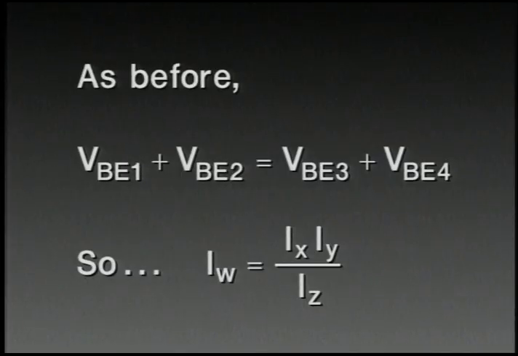However, as before, we can sum the voltages in the clockwise direction and the voltages in the counterclockwise direction and determine that the output current is the linear product of Ix, Iy divided by Iz. Now, we really don't want to keep referring to voltages. We've already established that we can analyze these translinear loops just in terms of currents. So from now on, we'll stop referring to the base emitter voltage.